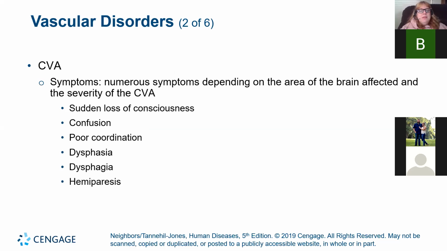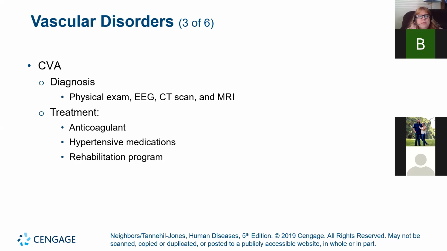The symptoms can be very numerous, okay, depending on the severity and the area of the brain being affected. Sudden loss of consciousness can occur, but it usually starts with confusion or poor coordination. Dysphagia and dysphasia, so you're having trouble speaking, it hurts to talk, half of your face becomes paralyzed, or half of your body becomes paralyzed. Okay, so the treatment is immediately they're going to provide high-strength anticoagulant therapy.